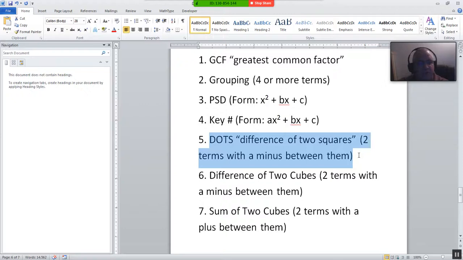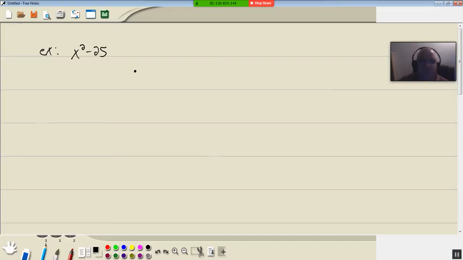Difference of squares. 2 terms with a minus between them. Well, we have 2 terms with a minus between them. That fits. Let's see if it works. With difference of squares, we try to rewrite it as something squared minus something else squared. And you ask yourself, what times itself gives you each individual piece? For example, the x squared, that's x times x. And 25 is 5 times 5. If you're able to rewrite it in this form, then you can use difference of squares. And it's a formula.